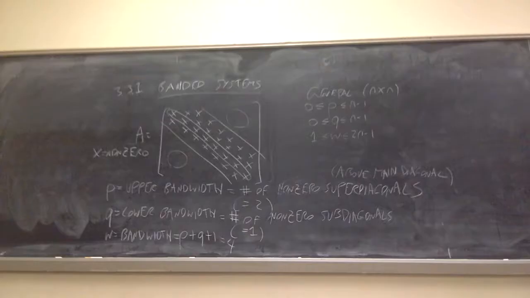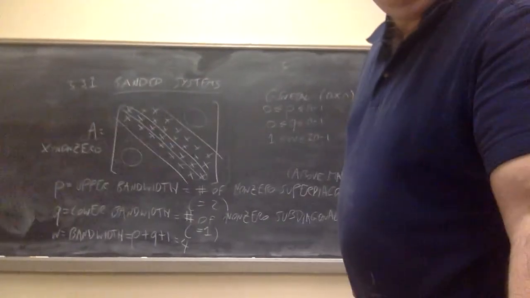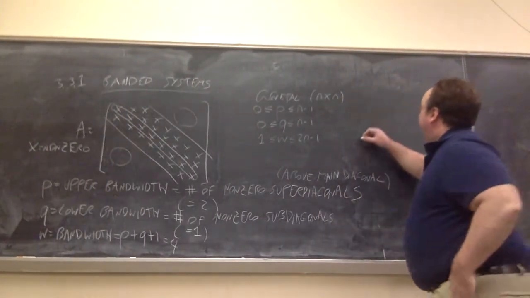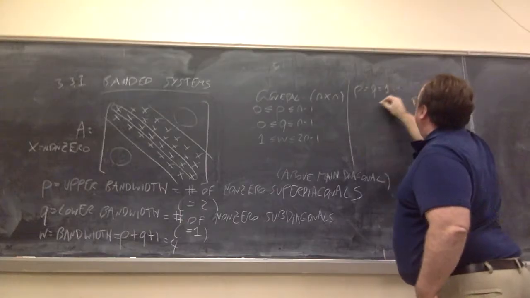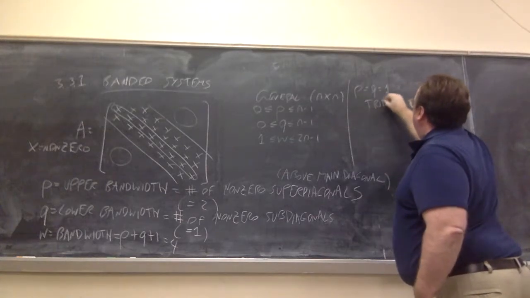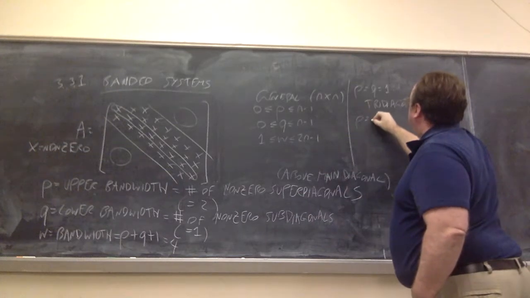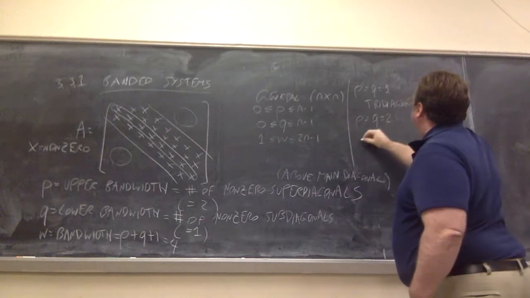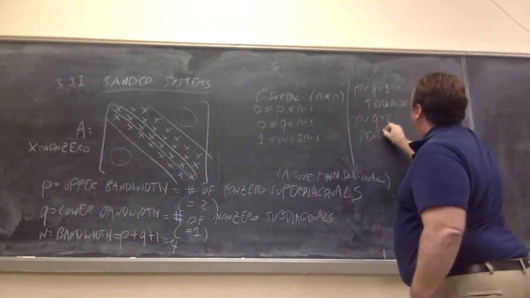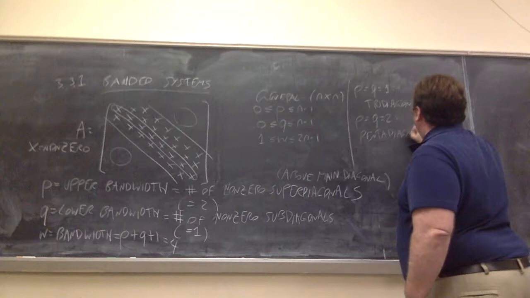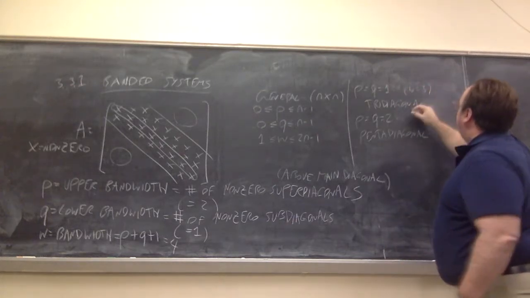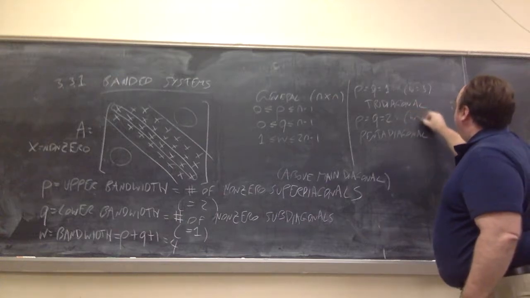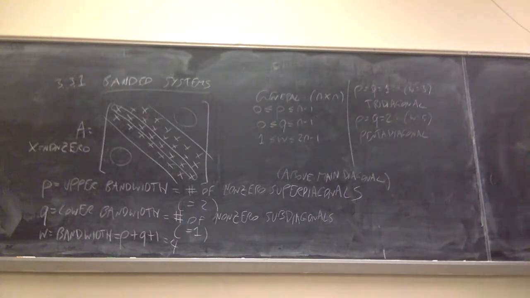So a couple of examples of types of banded matrices of interest. When P and Q are both equal to 1, we call that tridiagonal. When P and Q are equal to 2, we call that pentadiagonal. There are 5 diagonals. So in this case, W is equal to 3 for tridiagonal. That's where the name comes from. And bandwidth is equal to 5 for the pentadiagonal case.